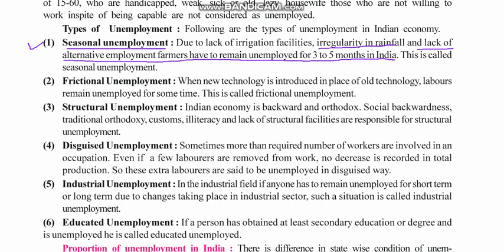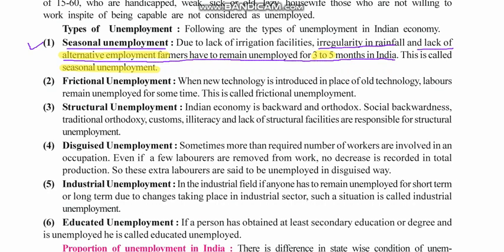Now what happens? The farmers work for say 4 to 5 months when the farming season is there. After the farming season gets over, they don't have any alternative or optional work or employment, and that's why they remain unemployed for 3 to 5 months. So this type of unemployment is termed seasonal unemployment. I will give you another example: masons. During the rainy season, they don't have any work, so they remain unemployed for a certain time, and that is termed seasonal unemployment.